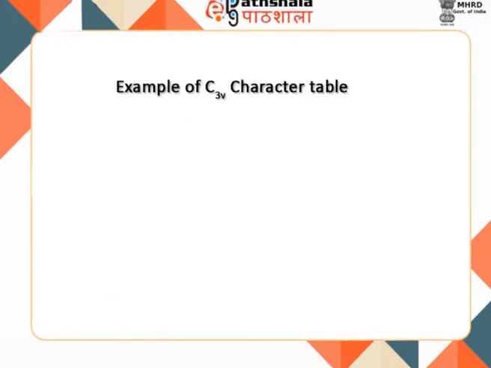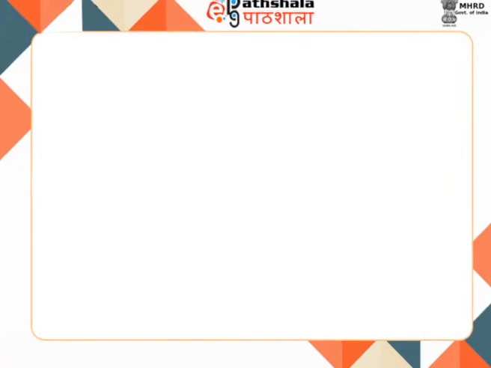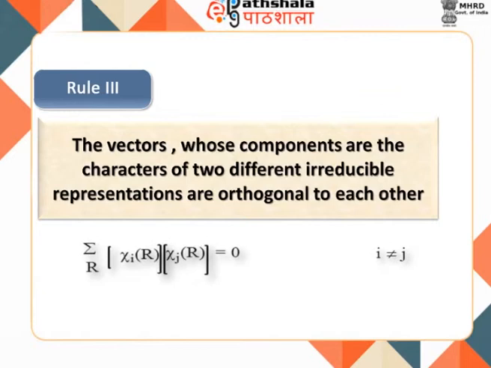Let us now take the C3V character table and take any of the irreducible representations. We take the A1 representation. One key point to be kept in mind is that the total number of operations in a class must be taken into account. The third rule states that the vectors whose components are the characters of two different irreducible representations are orthogonal to each other, and the equation is denoted as equation 8.